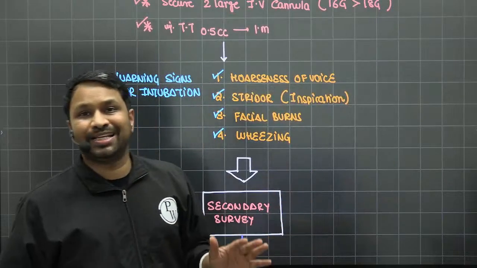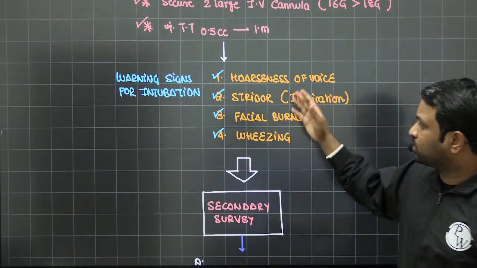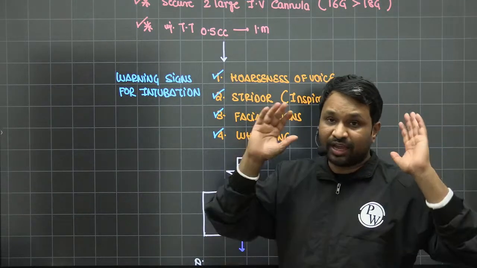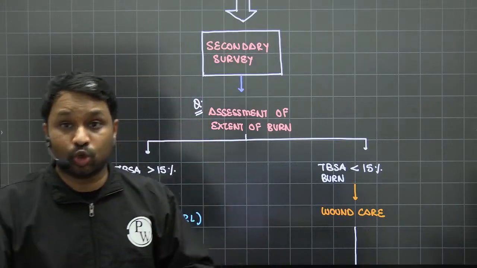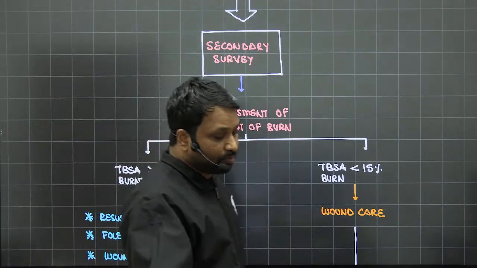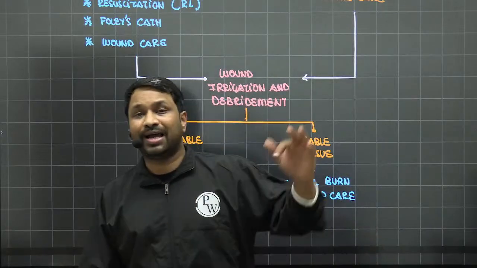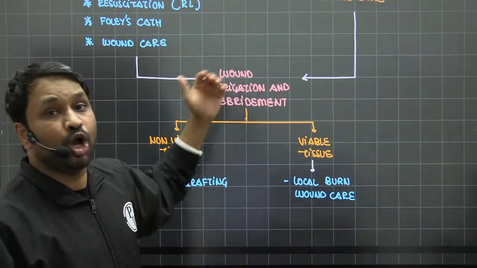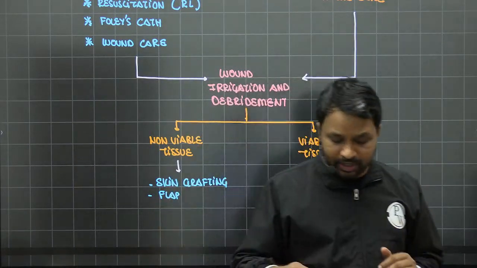Look for warning signs if you want to intubate the patient. The warning signs are hoarseness of voice, inspiratory stridor, presence of facial burns, as well as wheezing. If none of them are present, switch to secondary survey. The secondary survey is where you do the percentage of body surface area burnt assessment. Look if it requires wound debridement or not. If it requires, then you look for viable and non-viable tissue. Non-viable will require skin grafting or a flap reconstruction. Viable tissue would require basic dressings and topical management.